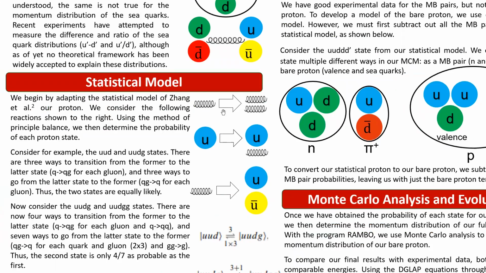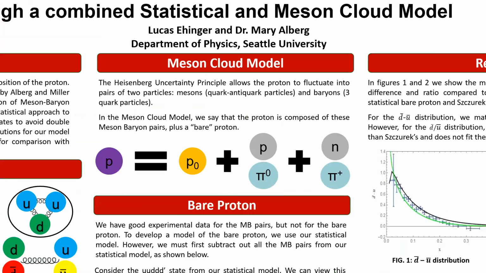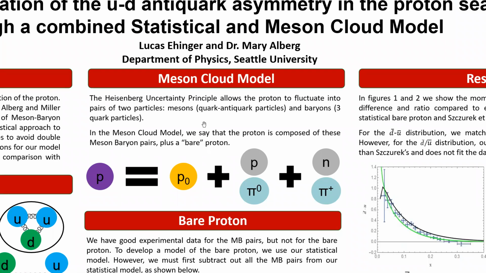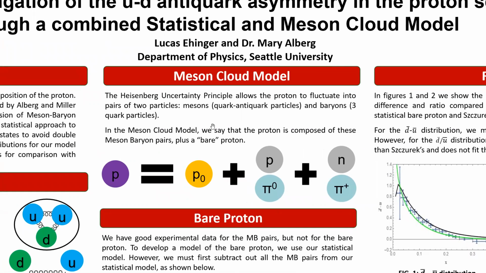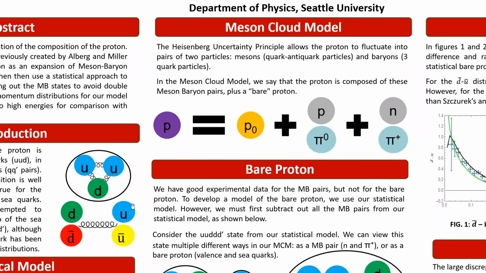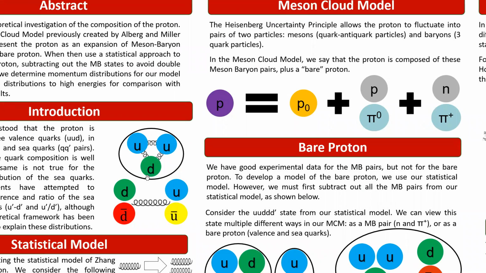As I mentioned, there were a couple of assumptions we made here, like that all these three states were equally likely, so this model is kind of crude. Fortunately, my advisor, Dr. Mary Alberg, came up with a much better model, which she's used previously, where she says that the proton is composed of something we call a bare proton plus Meson-Baryon pairs. So a Meson-Baryon pair is essentially we can view the proton as being a proton, or we can view the proton as fluctuating into different types of particles.